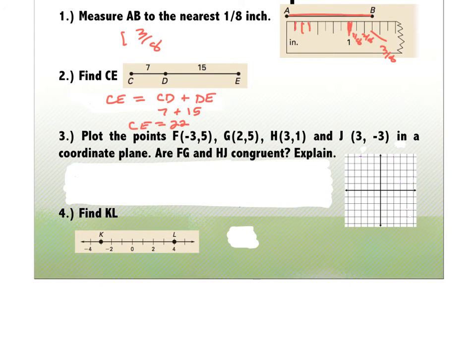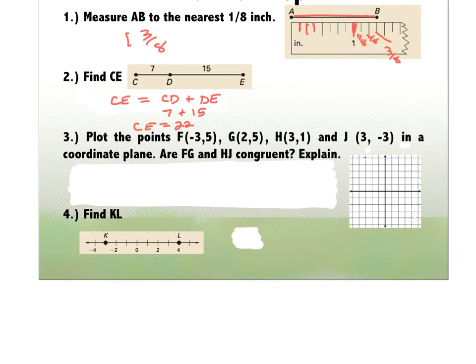On number 3, it's asking us to plot the 4 points, and then it's going to ask us to connect the points to make a segment FG and HJ. So if I first graph point F, it's at -3, +5. So I'm going to go over to the left, 1, 2, 3, and then up to +5. Right here will be point F. And then I'm going to graph G at +2, 5.